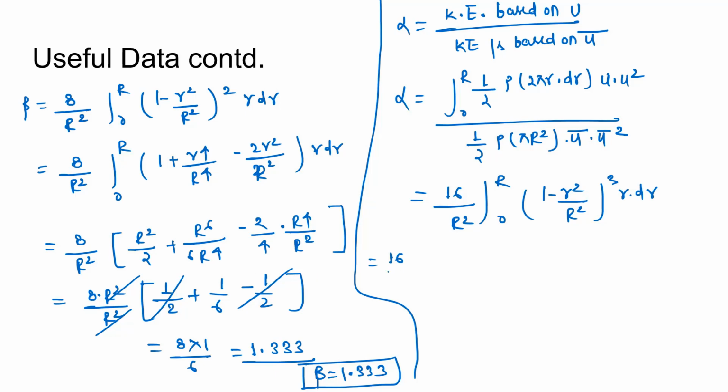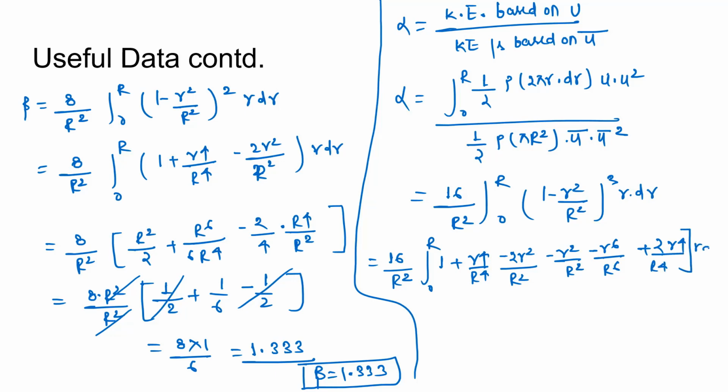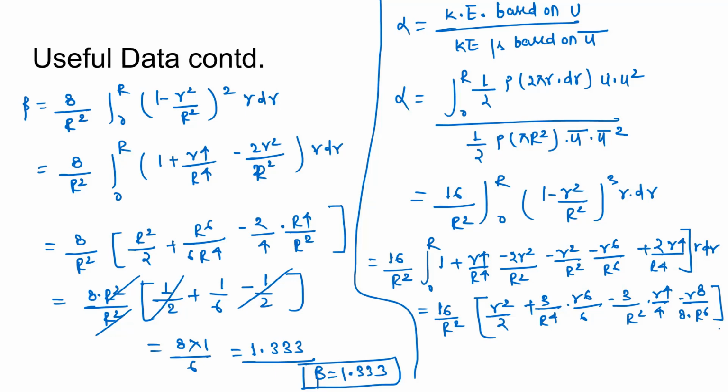Now if we solve it, we will get 16 upon R square integration 0 to R of 1 plus r power 4 divided by R power 4 minus 2 small r square divided by capital R square, minus small r square divided by capital R square, minus r power 6 divided by capital R power 6, plus 2 small r power 4 divided by capital R power 4, into r dr. Now if we integrate it, we will get 16 upon R square into R square by 2, plus 3 upon R power 4 into r power 6 divided by 6, minus 3 upon R square into small r power 4 minus r power 8 divided by 8 into capital R power 6, and the limit is 0 to R.